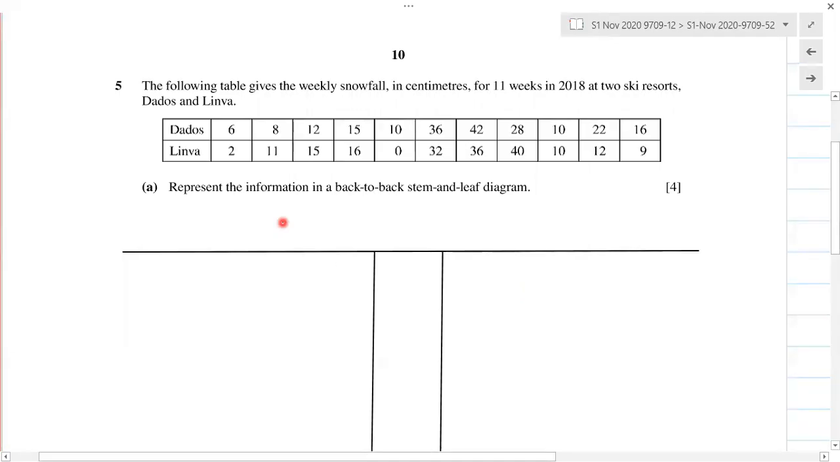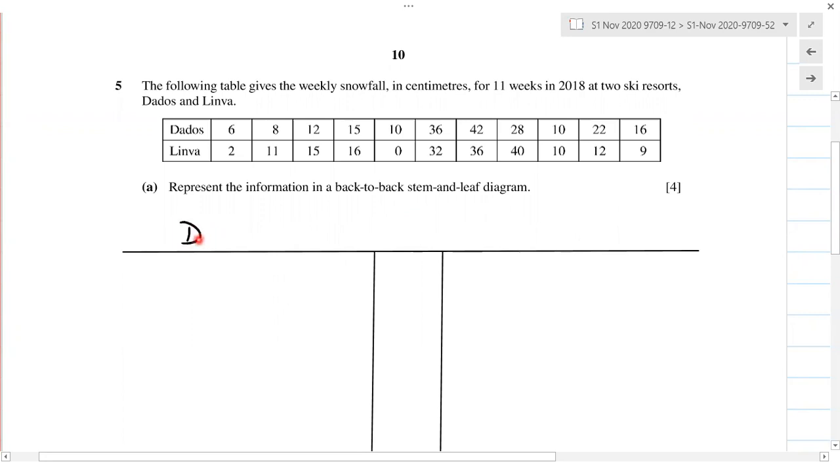Okay, question number 5. The following table gives the weekly snowfall in centimeters for 11 weeks in 2018 at two ski resorts, Deros and Linwa. Deros: 6, 8, then these are all the numbers given for 11 weeks. And Linwa, all the numbers are given for the 11 weeks. Part A: represent the information in a back-to-back stem and leaf diagram.